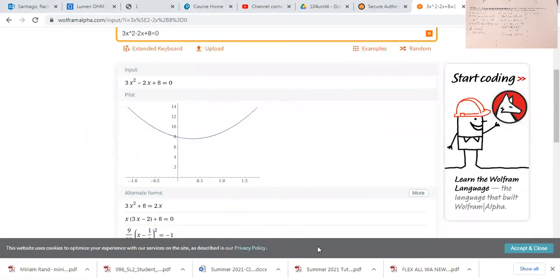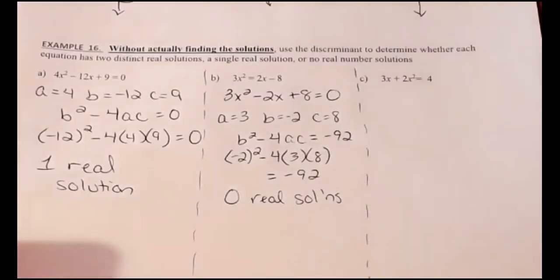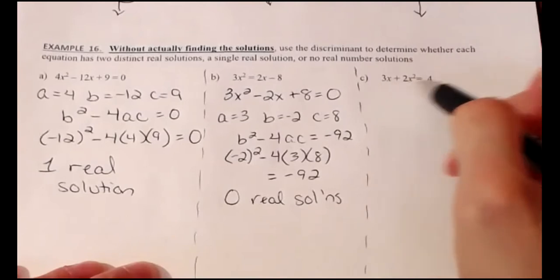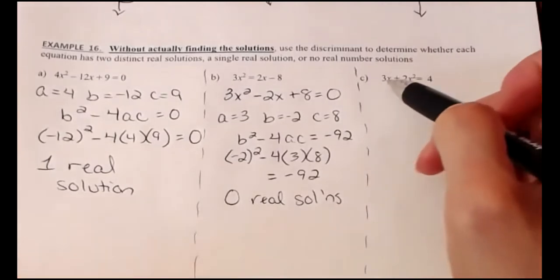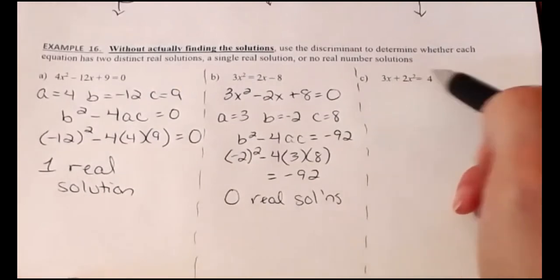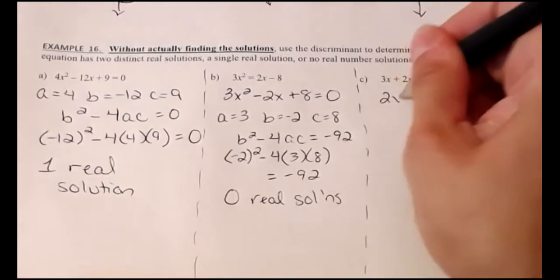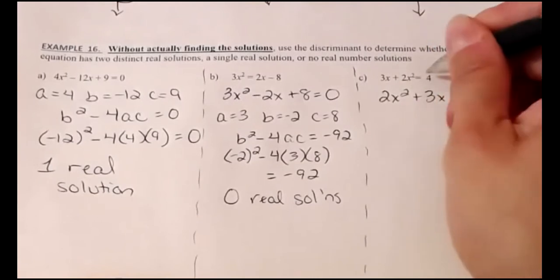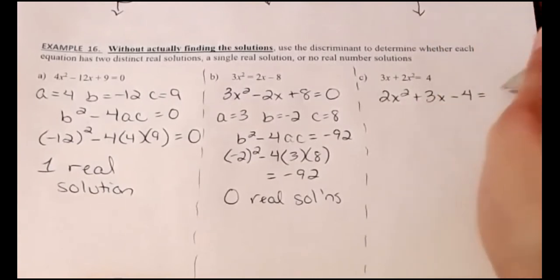Very cool. Last one, you could probably guess what this is going to be, but whatever. So always write this in descending order. This is like a problem is trying to trick us. 3x plus 2x squared is equal to 4. That 2x squared is going to come first, then the 3x, and then of course bring the 4 over. We do that by subtracting 4.